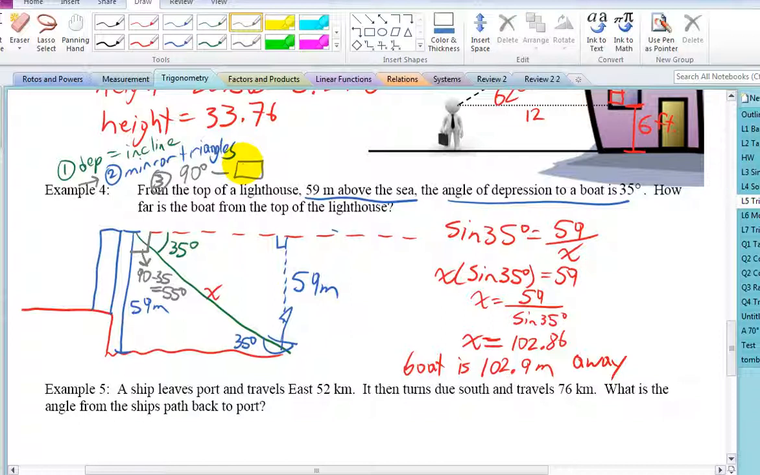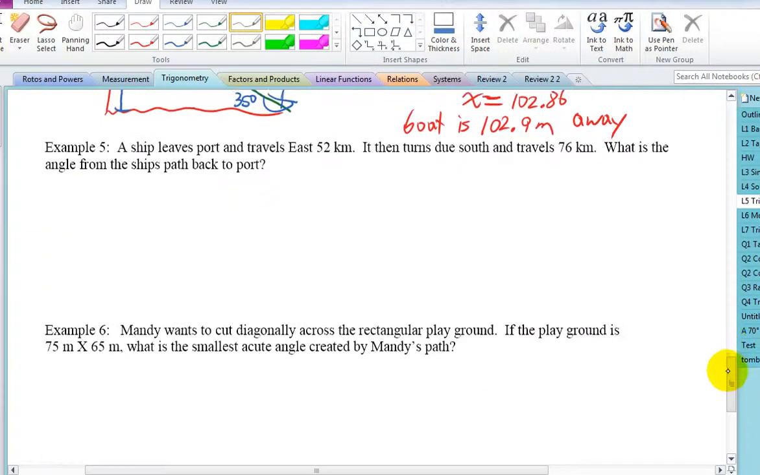How many people like the mirror image triangle? How many people like to work with the depression and inclination, this one down below? How many people have no opinion? It's funny, even if you have no opinion, put up your hand. Okay.